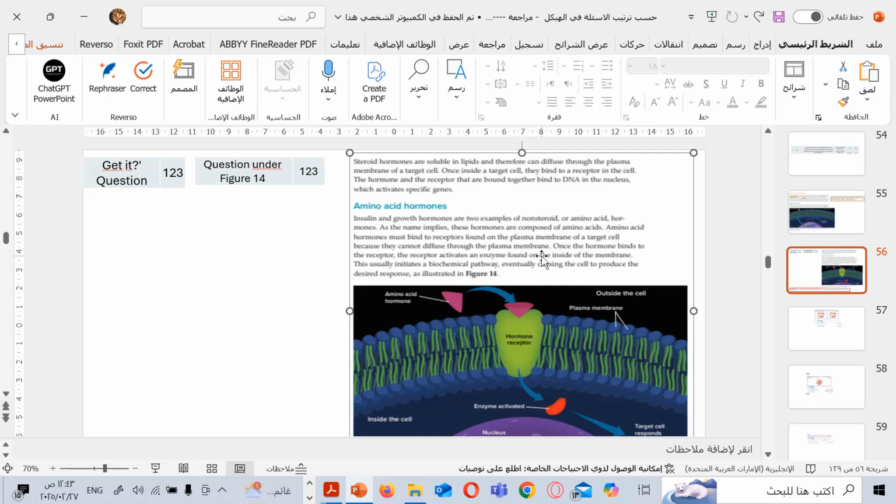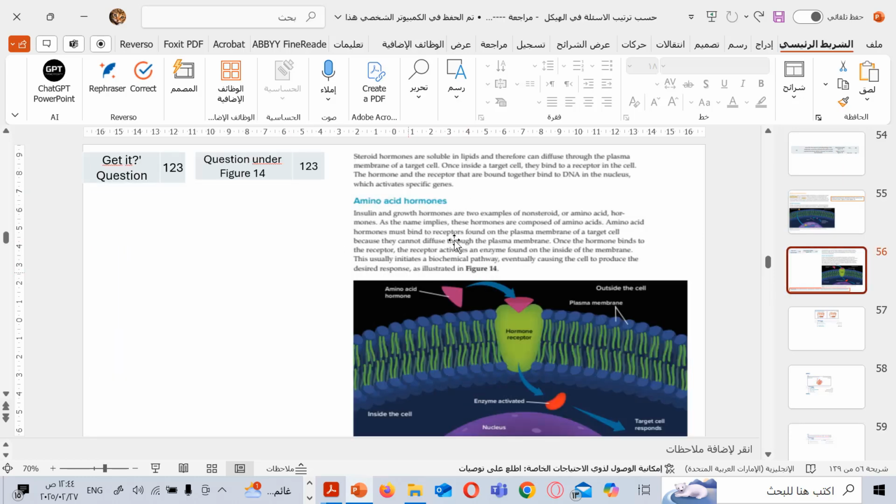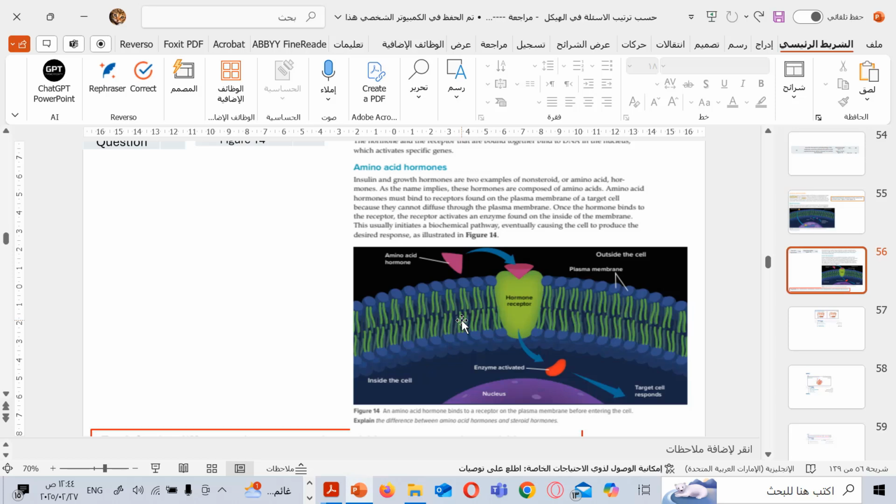As a general rule, you must read this carefully, and what is mentioned here carefully. Don't forget things in the figure.